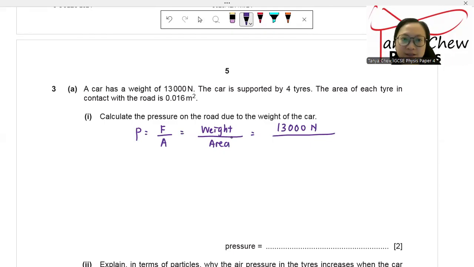One tire has an area of 0.016, and I have 4 tires together, so I have to times 4. The value that you get is supposed to be 203. I put it in terms of kilo, times 10 to the power 3.